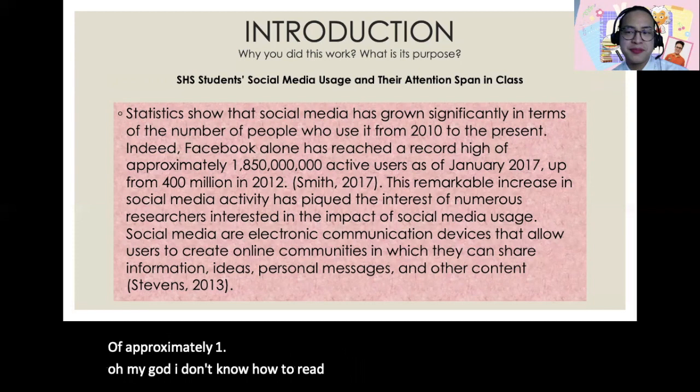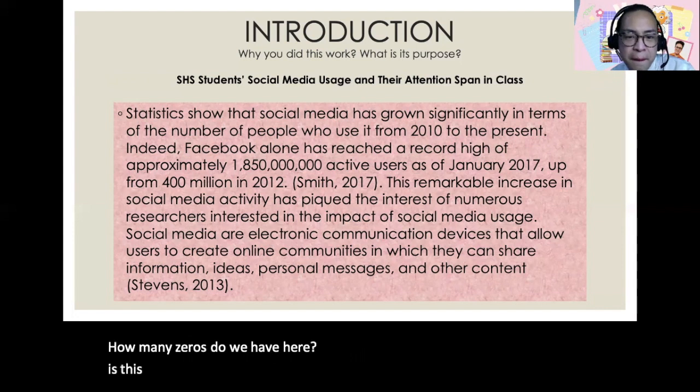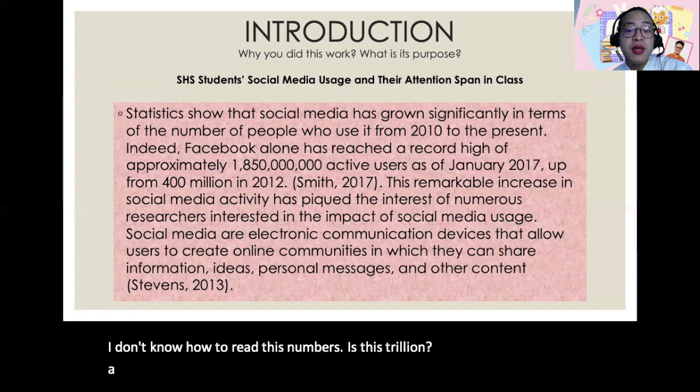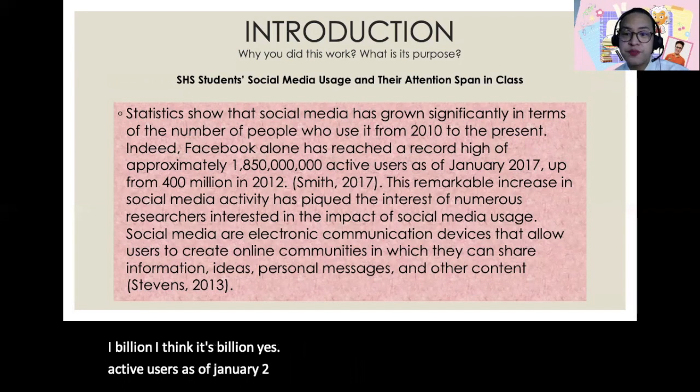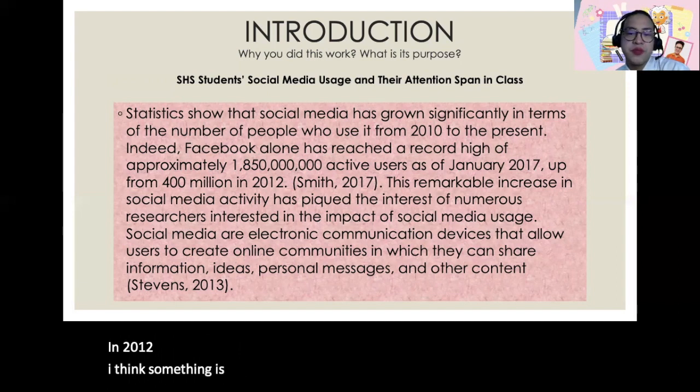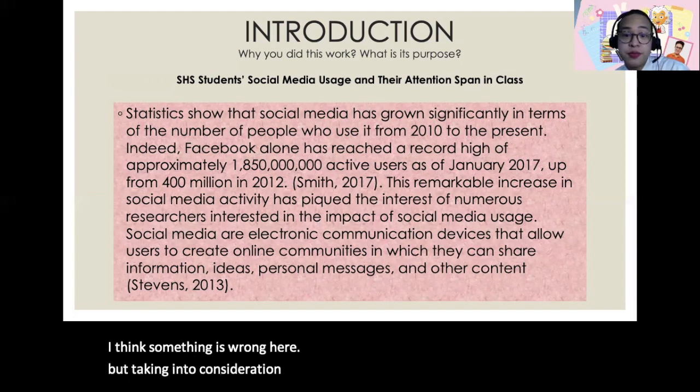Oh my god, I don't know how to read this one. How many zeros do we have here? Is this trillion? I don't know how to read these numbers. Is this trillion? Billion. I think it's billion. Yes. Active users as of January 2017. Up from 400 million in 2012. I think something is wrong here. But taking into consideration the number itself, okay, let's proceed.